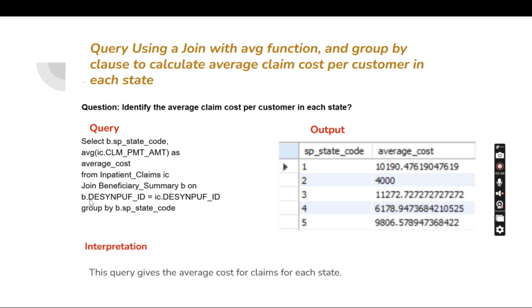So just like with the other join, it joins with the common column of the HCIN-543 ID, and then groups by state code. Each of these 1, 2, 3, 4, 5 represents a state, and that was from the beneficiary summary table. And then I use the alias average cost. So all these values represent the average cost for claims for each state. And obviously, it will return up to all the states. It'll keep going down, but I just took a screenshot of the first 5.